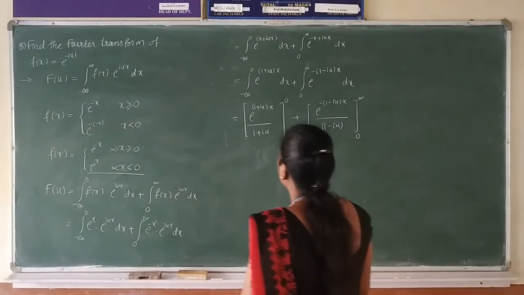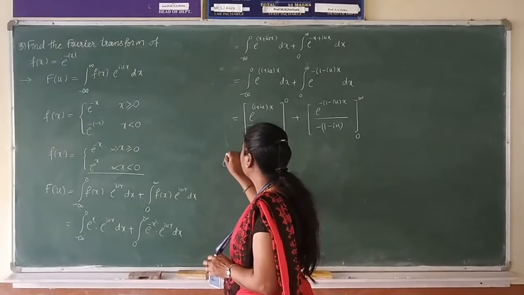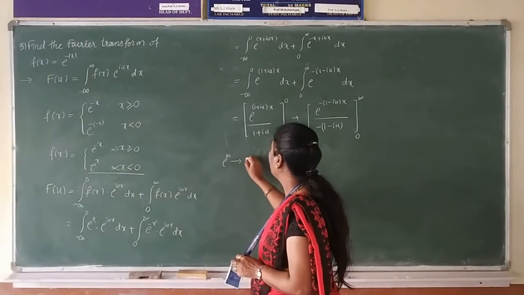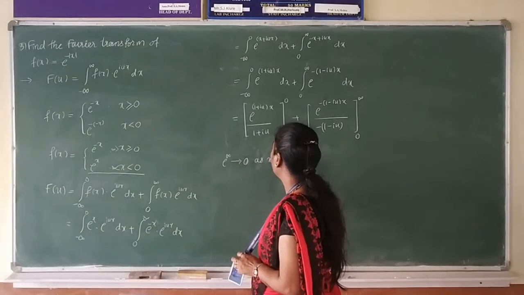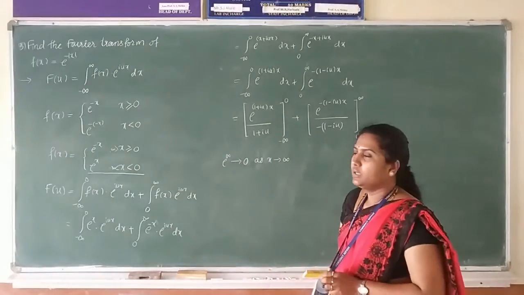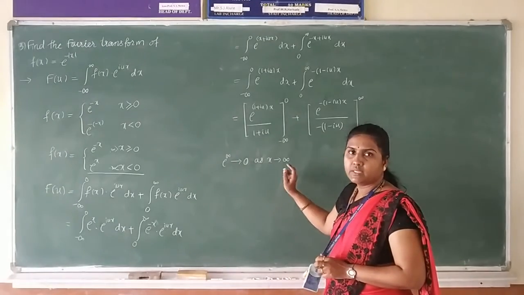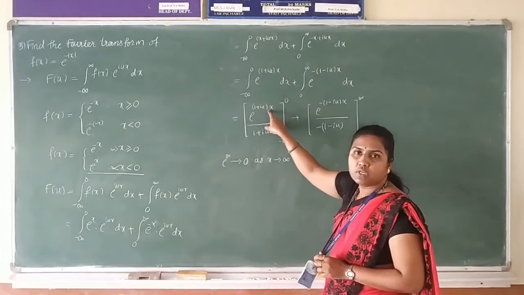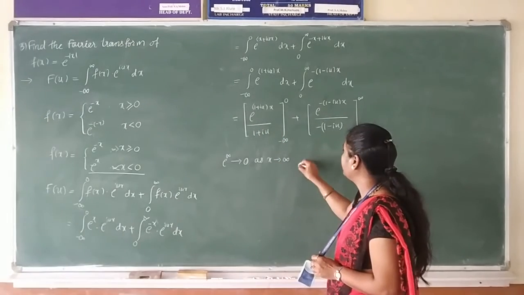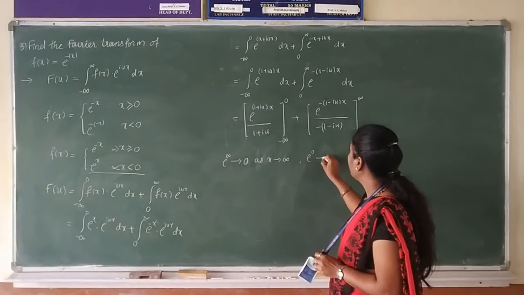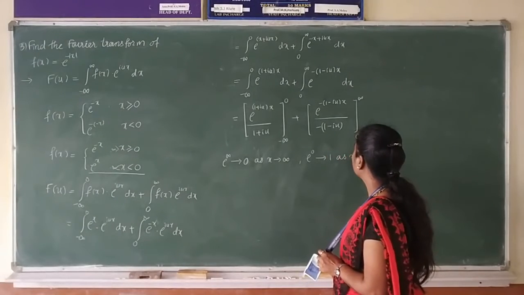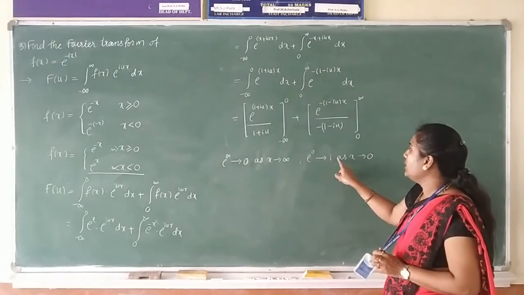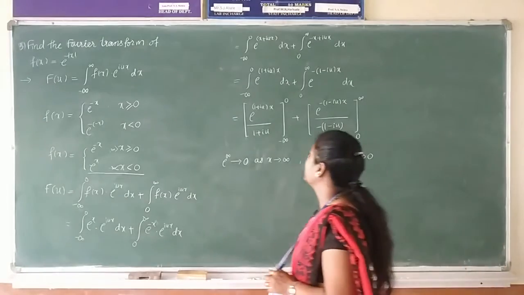Before putting the limits, let me tell you something: e to the power minus infinity tends to 0 as x tends to infinity. Means if we substitute x equals infinity, this becomes e to the power minus infinity and that term becomes 0. And e to the power 0 tends to 1 as x tends to 0. Right? Okay. Substitute the limits here.